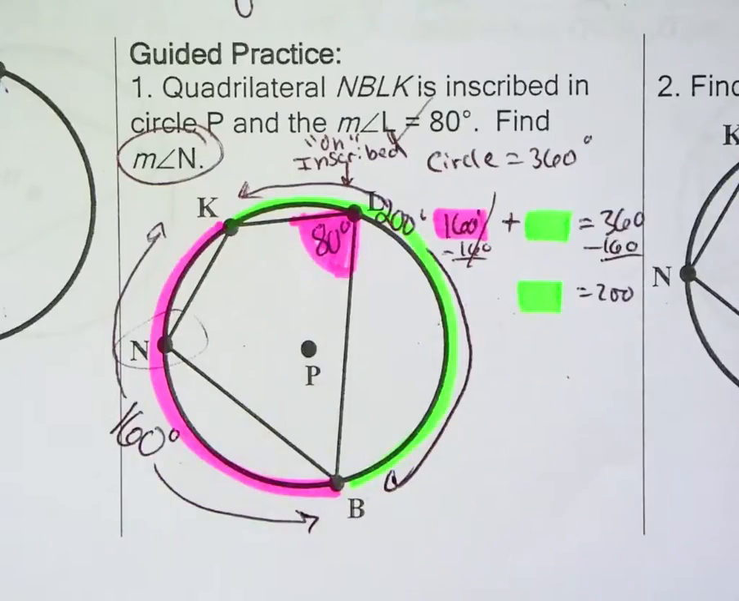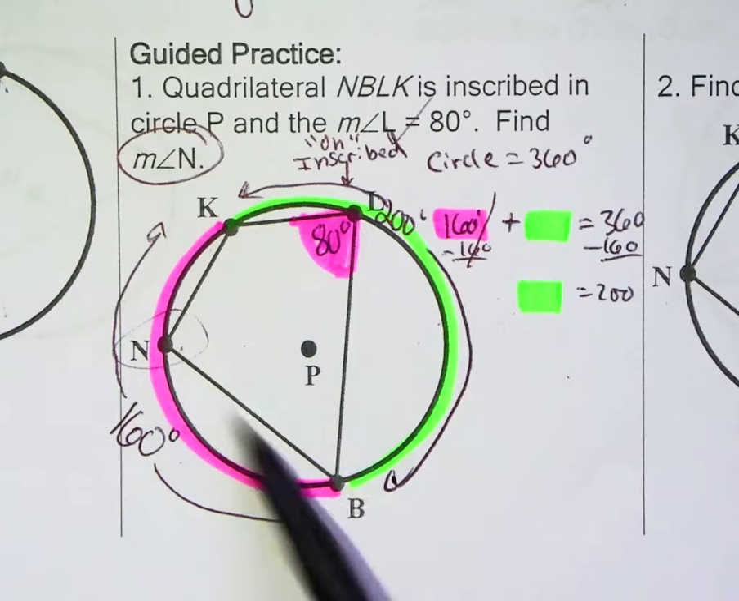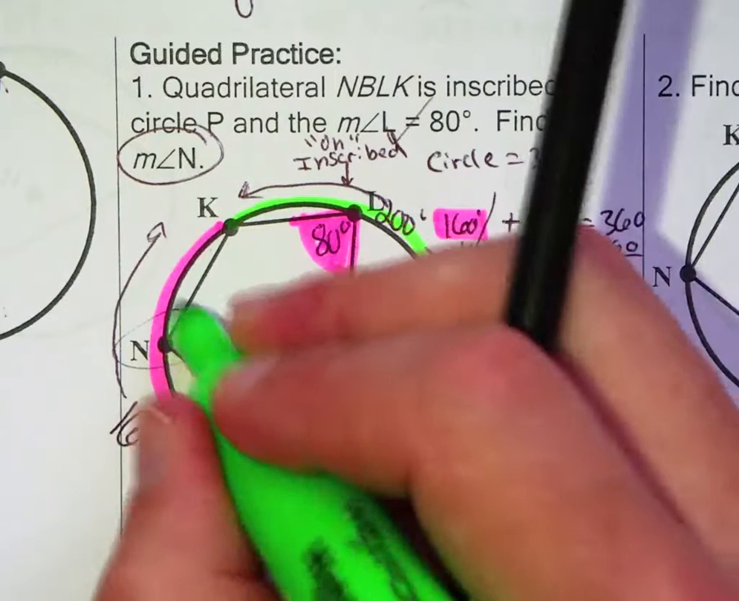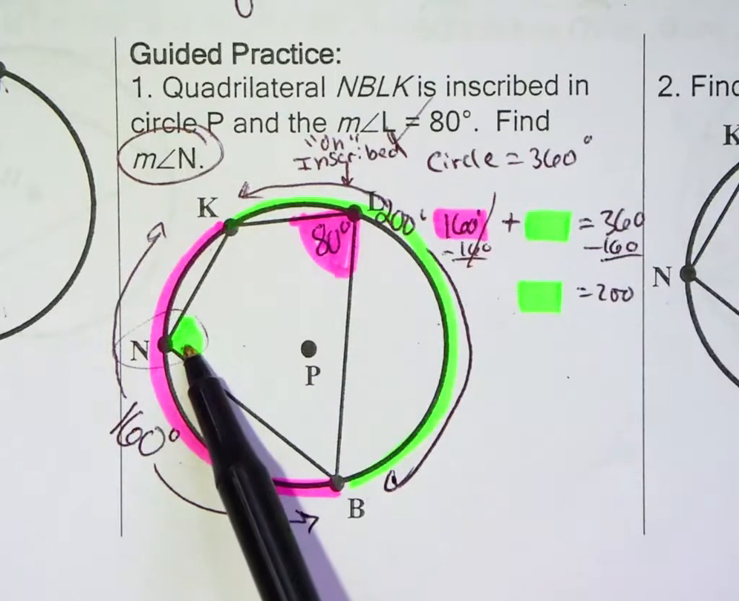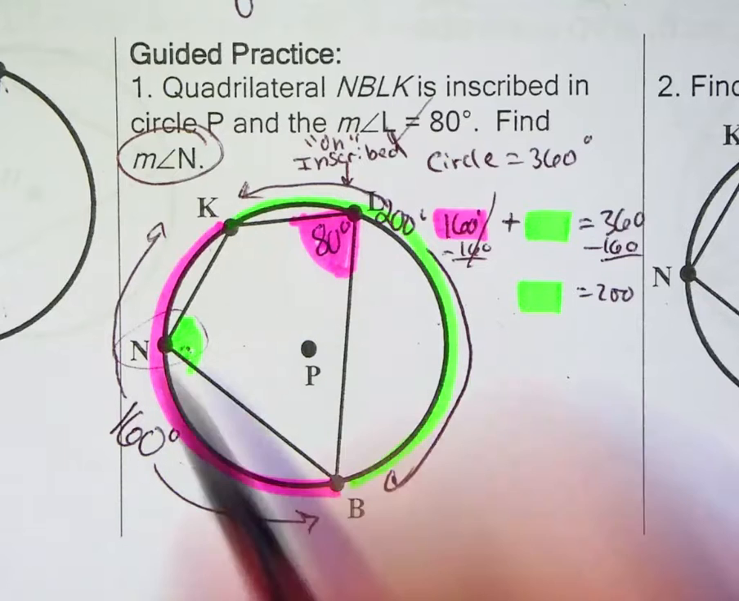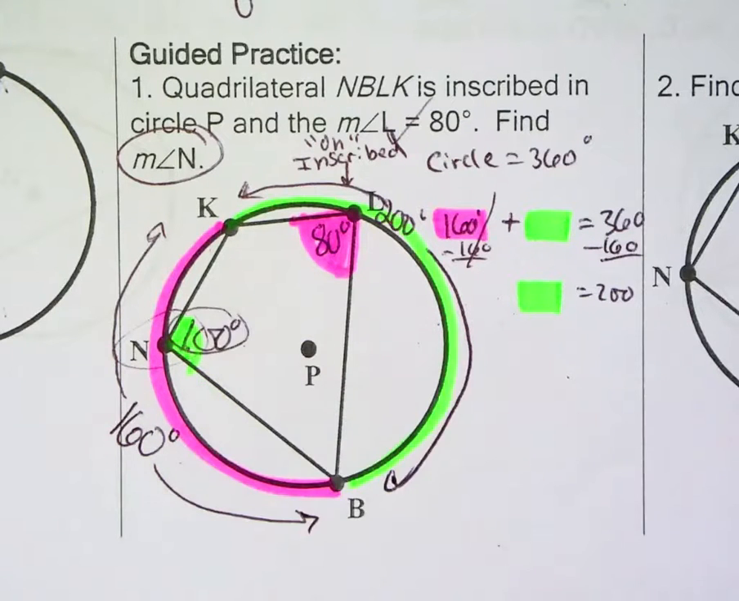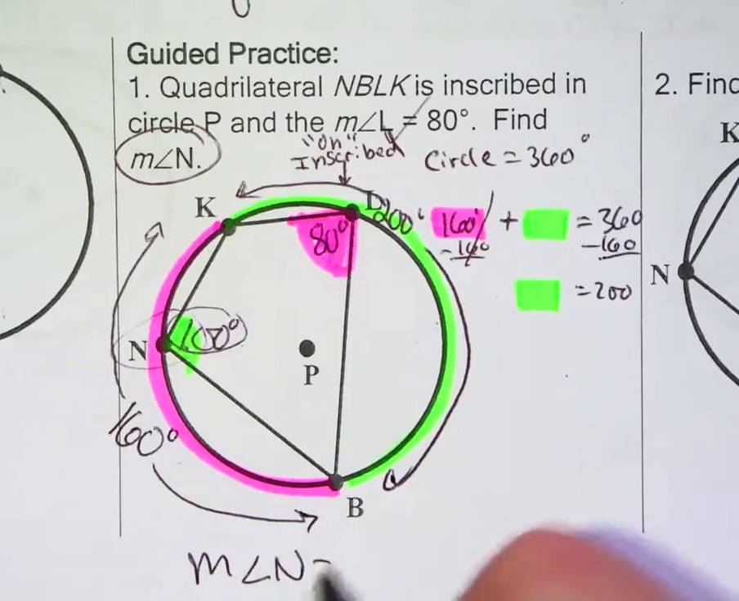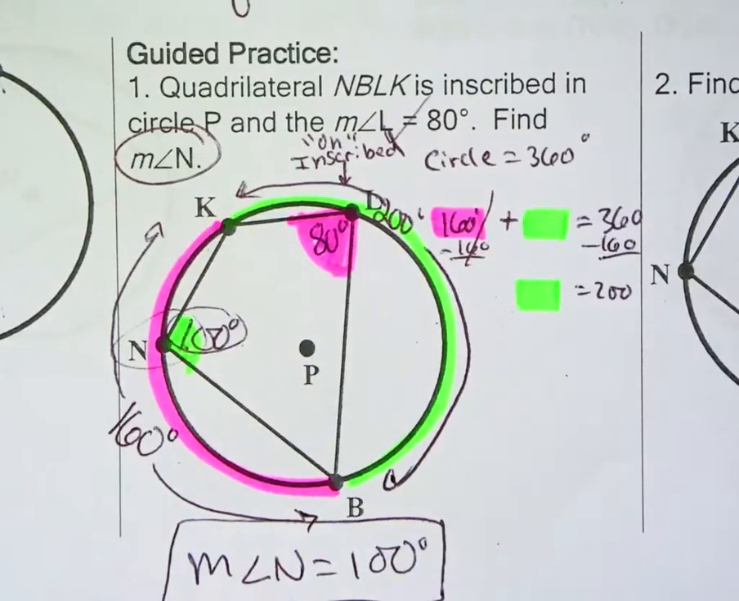Okay, well now what? I still need to know what angle N is. And that's the cool part. Look at inscribed angle N. It opens up on the green arc. So the green arc is the intercepted arc for angle N. And you know that this inscribed angle with the vertex on the circle is half of its intercepted arc, so this is now 100 degrees, and we found our answer. The measure of angle N is equal to 100 degrees, and we did that in 3 steps.